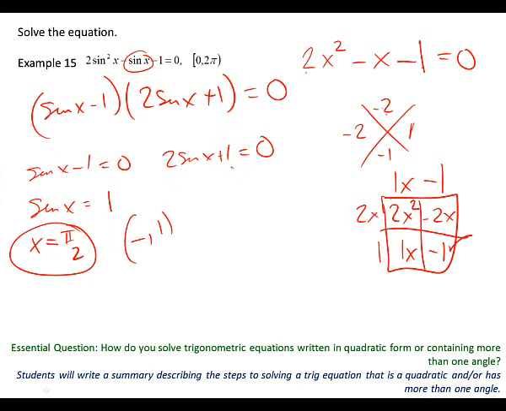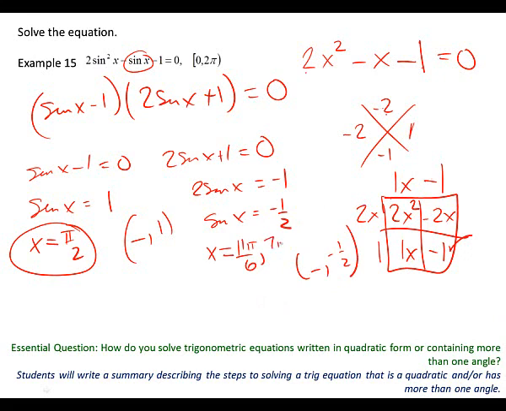What do I have to do to move this 1? Subtract it. And then what do I have to do to move the 2? Divide it. Okay, so we've got negative 1/2 in the y spot. So where does that happen? What radian measures? 11 pi over 6 and also 7 pi over 6. Good, so we have 3 answers to that one.